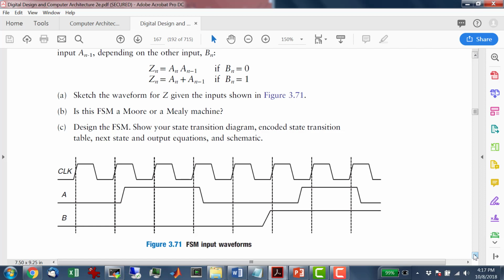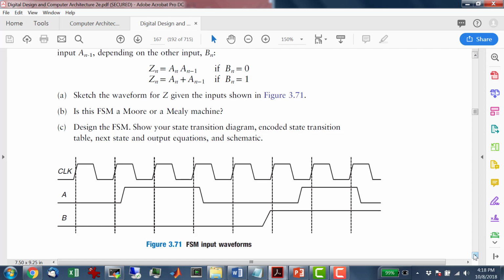Well, we don't know what it is initially. We don't know what it is until this first rising edge. But after this rising edge of the clock, we know that the current state is going to be a 0, because that's what A is shown to be before that first rising edge. This rising edge is still going to see an A of 0, so the current state will be 0. This rising edge sees an A of 1, so the current state will be 1 in this cycle. You guys with me?